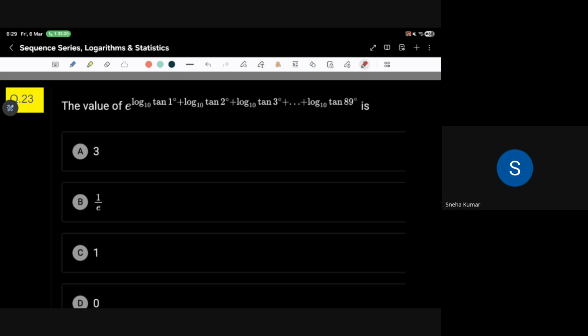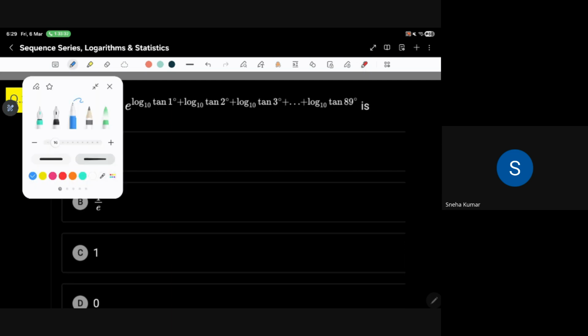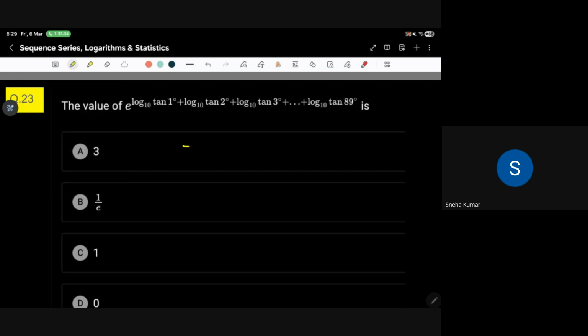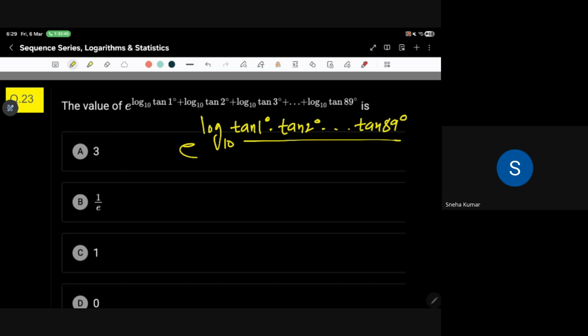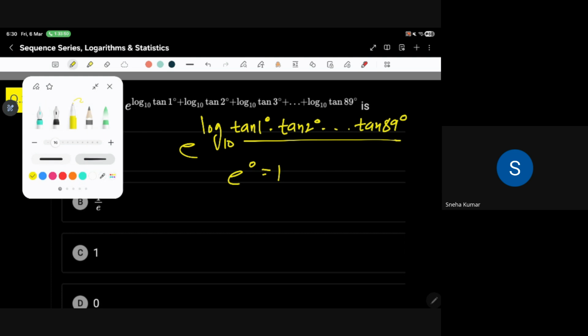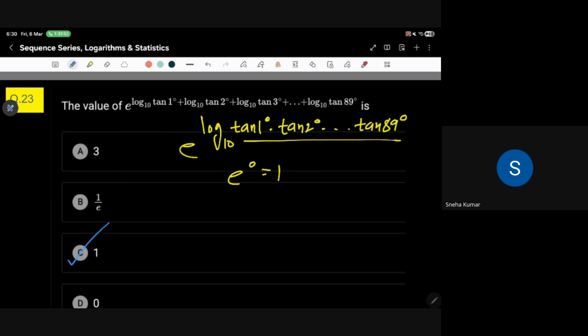So this we have done in trigonometry also, but in a different format. Here it becomes e to the power log 10. These are in multiplication. And this we have solved in trigonometry. This value is 1. So log 1 is 0. So e to the power 0 is. Okay.